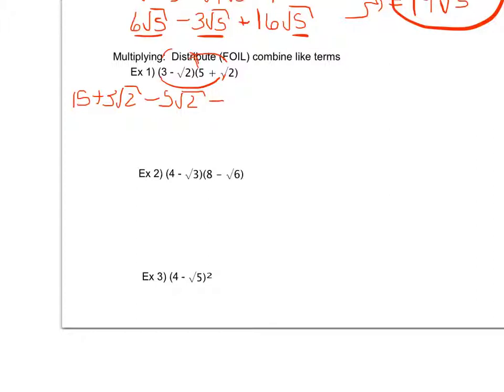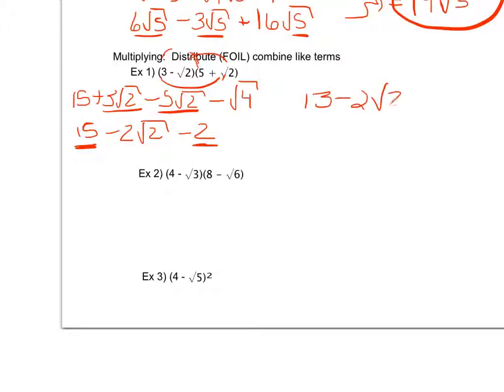Square root of 2 times square root of 2 I know is square root of 4. Some of us might just write that as 2 right away. That's totally fine. Simplifying and combining some like terms, I get 15, 3 and minus 5 is minus 2 square roots of 2. Square root of 4 is 2. Now that I've taken that out of the radical, I can combine the 15 and 2, giving me a final answer of 13 minus 2 square roots of 2.